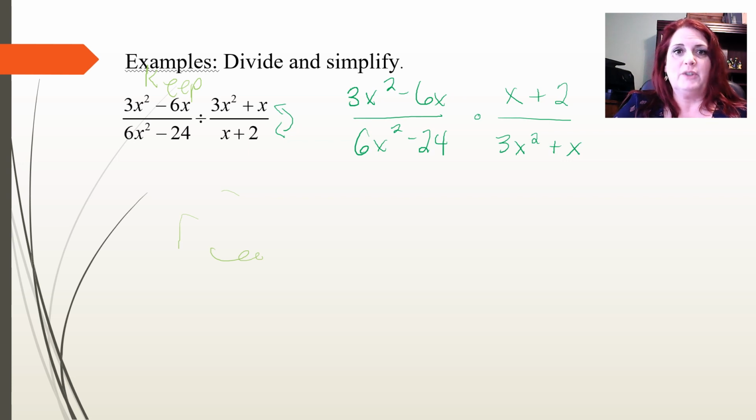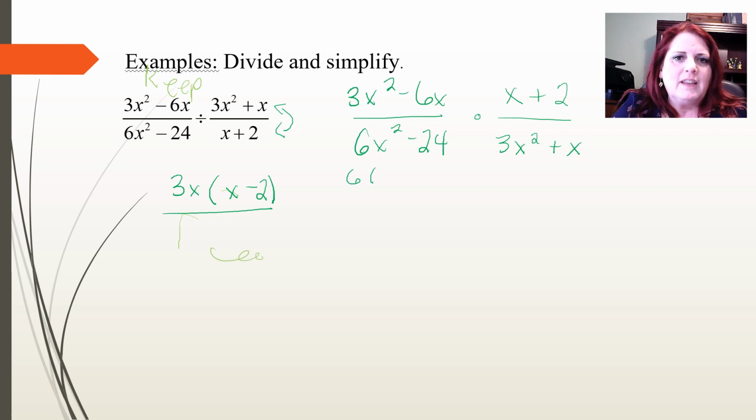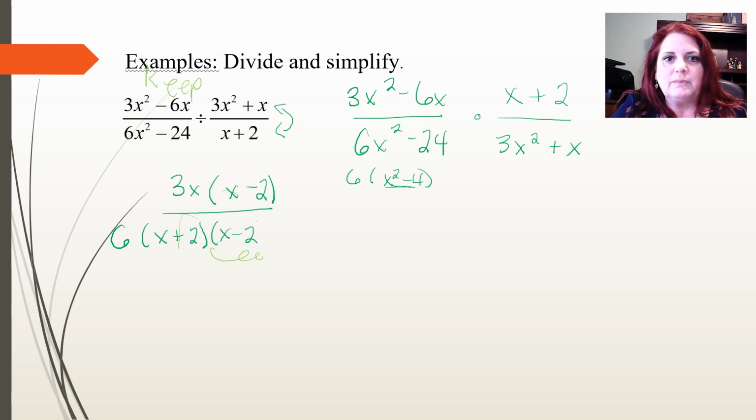Now I'm going to factor. So 3x squared minus 6x has 3x in common, and we're going to multiply that by x minus 2. In the bottom, 6x squared minus 24, well, we have a 6 in common. And that leaves us with x squared minus 4. But that x squared minus 4 is a difference of squares, so we're going to factor that too. So we're going to have 6 times x plus 2 times x minus 2.